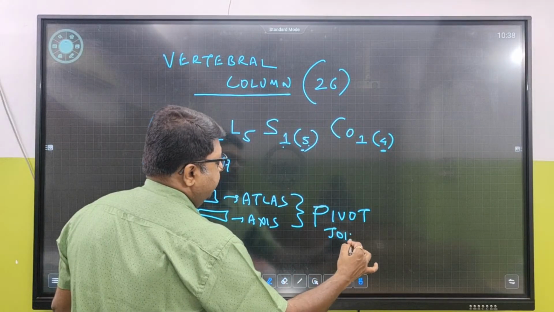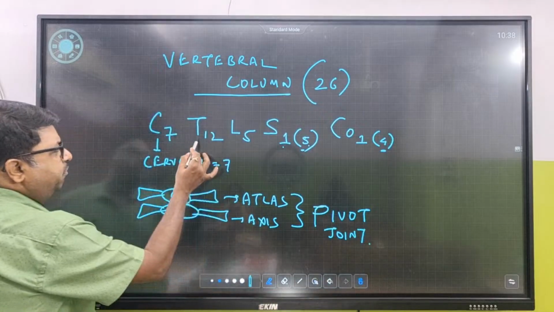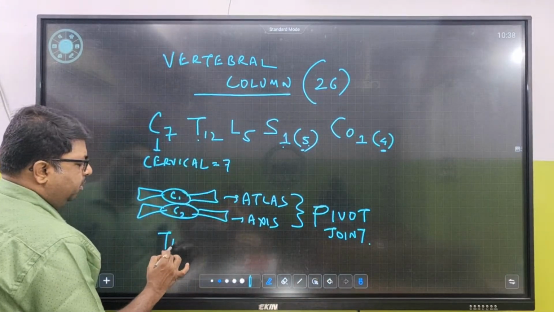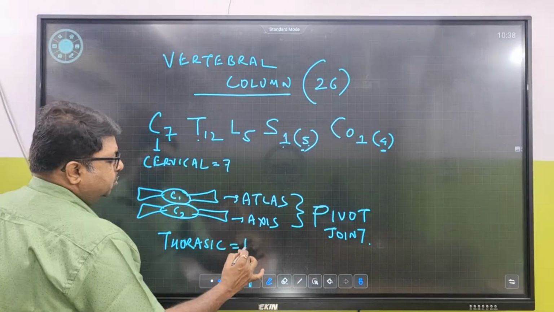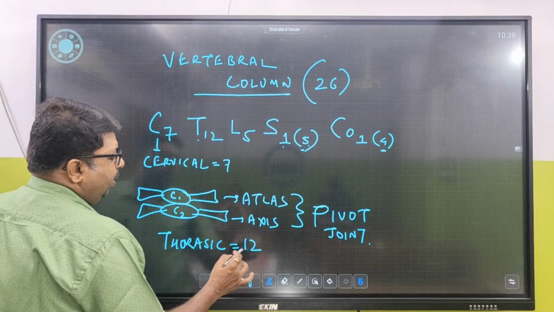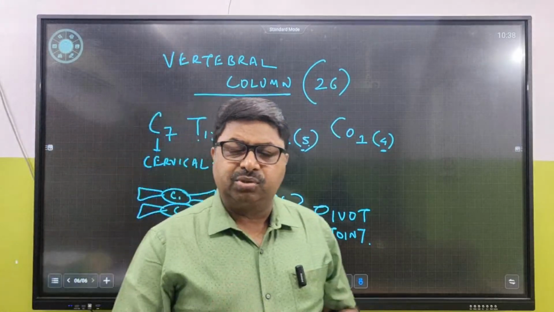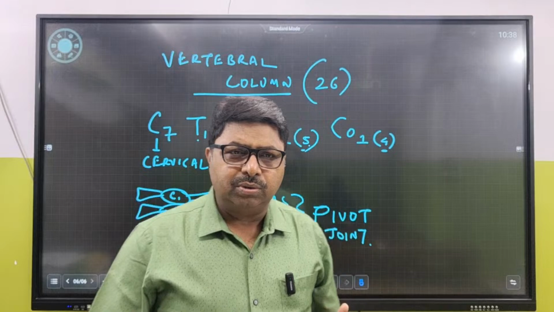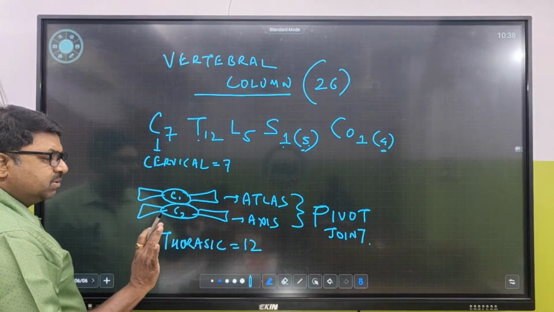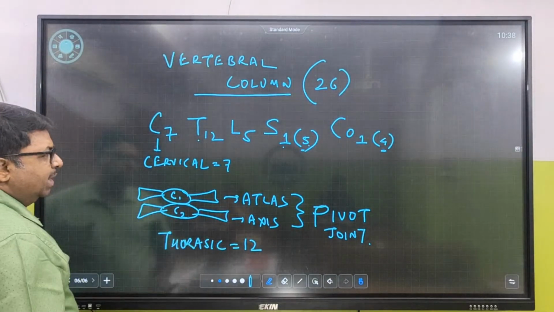Pivot joint. Okay. The T stands for thoracic. So how many bones are there in the thoracic vertebrae? There are 12 bones. And mind you, while helping you understand about ribs, we are also going to talk about the 12 thoracic bones. There are 12 pairs of ribs and there will be 12 parts of the thoracic bones.